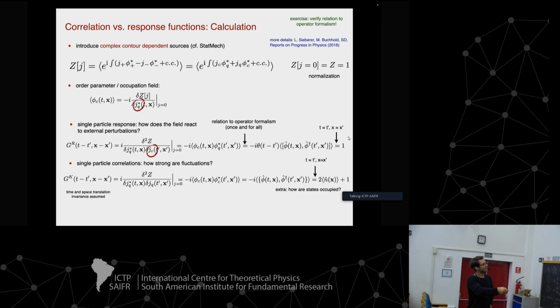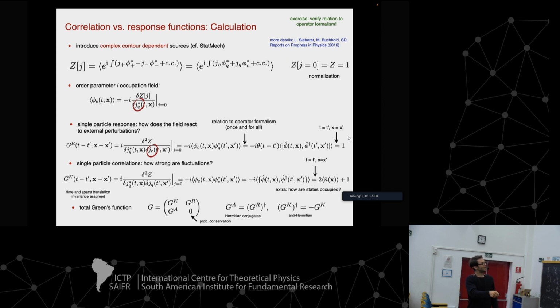And these correlation functions, we generate them by taking twice a variation formally to this quantum source. And there's also then an expression of a relation to the operator formalism that you have to generate once and for all. And there's some extra information, namely in the limit of equal time and space. So this Keldysh correlation function gives you information on how the states at position x are occupied. That gives you just the expectation value of the local density.